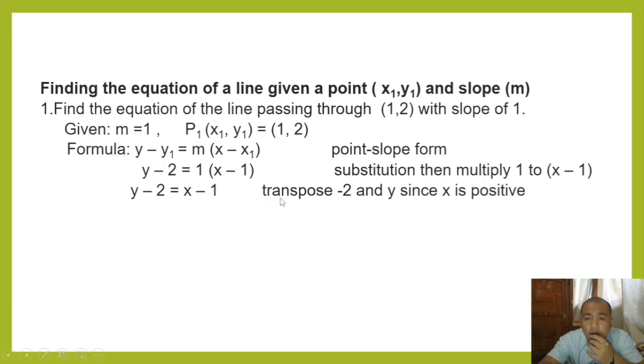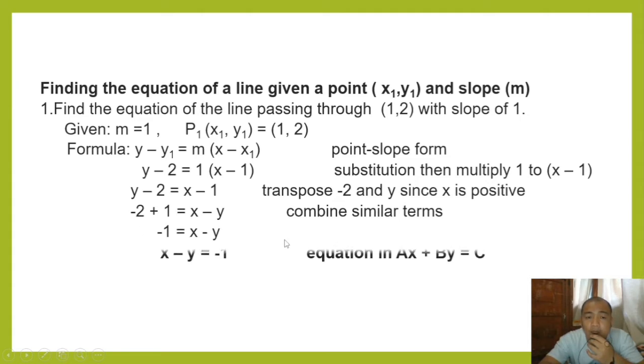negative 2 here and transpose x to the right side, left side of the equation. Or I mean, transpose negative 1 to the left side, so we have negative 2 plus 1, transpose y to the right side, so x minus y. Then negative 2 plus 1 is negative 1 equals x minus y.